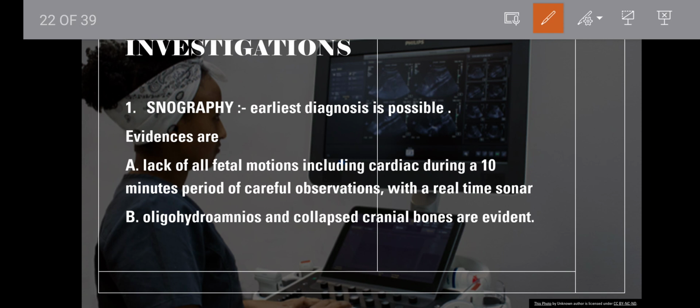Now we move on to the investigation part. First and foremost investigation we do is sonography. Ultrasonography is the earliest diagnosis possible. By ultrasonography, you can easily diagnose intrauterine fetal death. In USG, we see a lack of all fetal motions, including the cardiac activity, during a 10-minute period of careful observation with a real-time sonar.